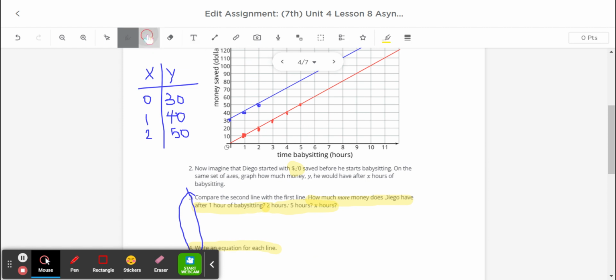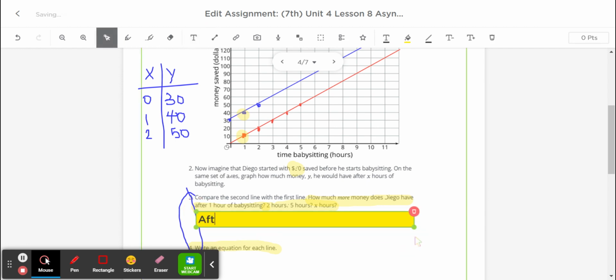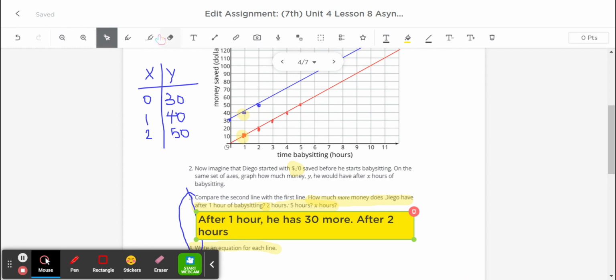Okay, so you should have tried 3 and 4 on your own. We can see that after 1 hour of babysitting, Diego has $10 on the red line and $40 on the blue line. So after 1 hour, I'm going to do a text box. After 1 hour, he has 30 more. After 2 hours, we can see that he also has 30 more.